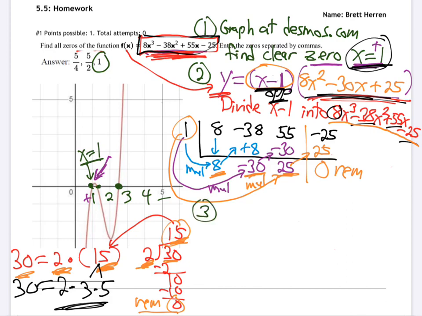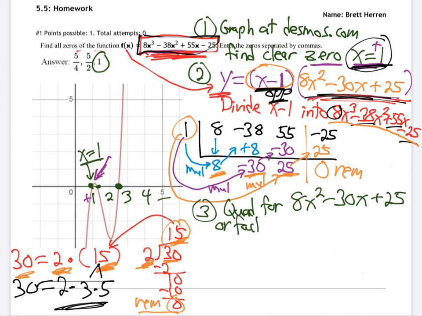Step 3 is use the quad for the 8x squared minus 30x plus 25. You're going to use the quad or factor. I'll say it either way. You can either do the quad or factor to break down that last part. Just like we broke down the 15, we factored it 3 times 5. We're going to break down this 8x squared minus 30x plus 25 that's right here by the quad or by factoring. So now let me go to a fresh screen here to do it.